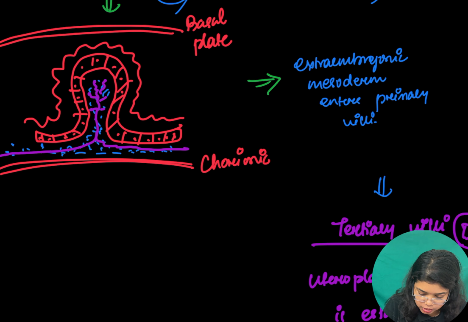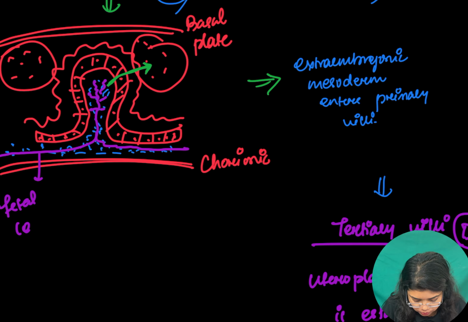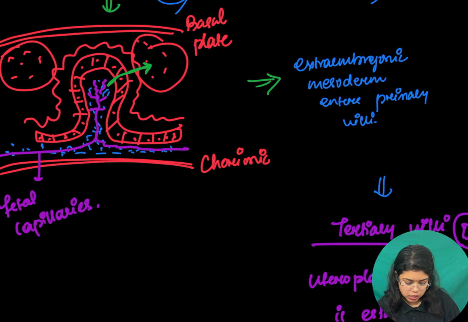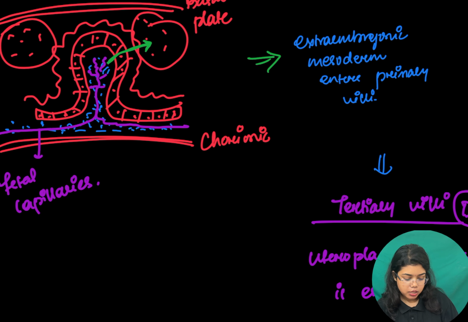Here the maternal blood is present. This is the lacuna. The maternal blood is present and the deoxygenated things from the fetal capillaries diffuse into the maternal blood. Understood? This is the fetal capillaries, and this is the formation of the tertiary villi, where the uteroplacental circulation is established.